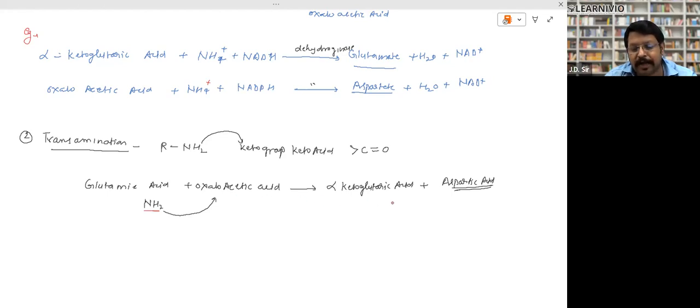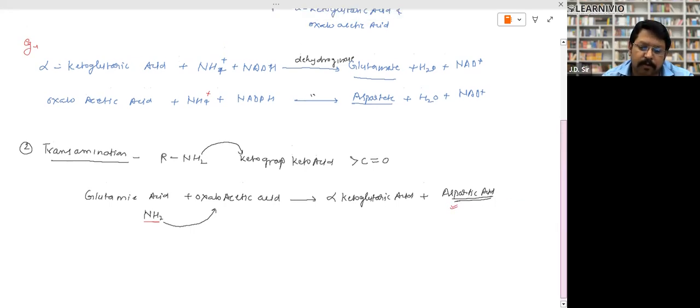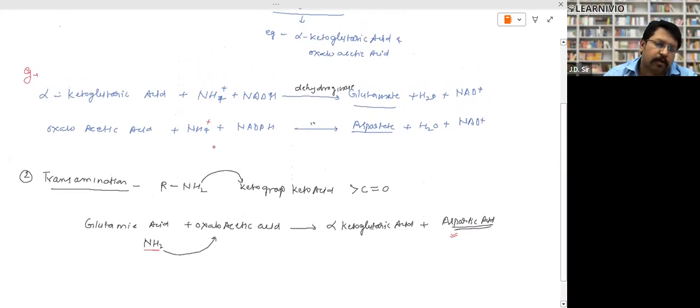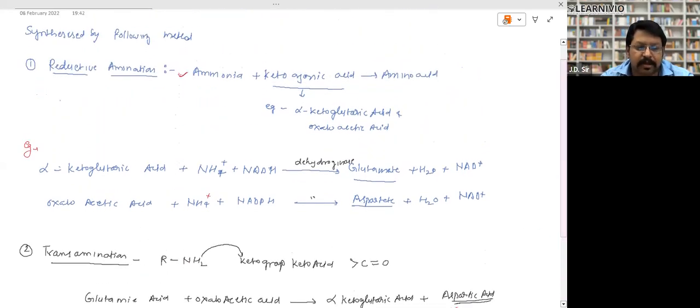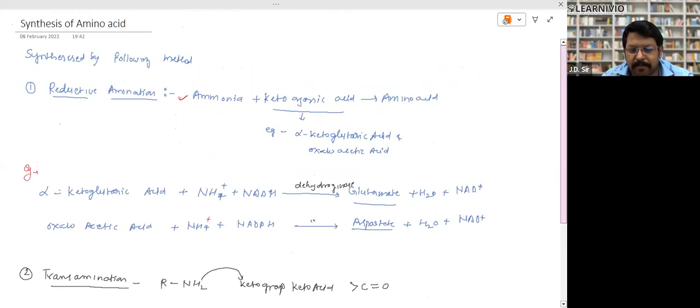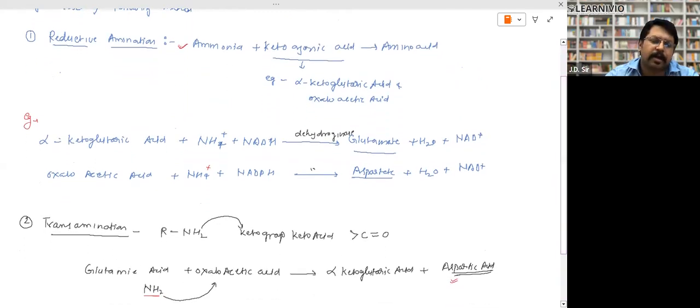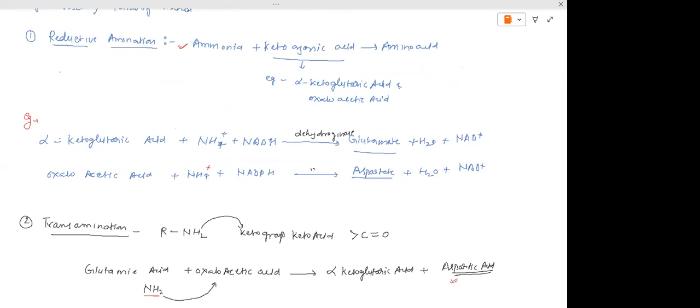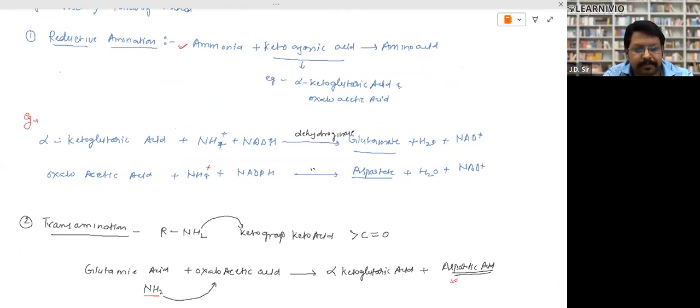Then formation of alpha ketoglutaric acid and aspartic acid takes place. Aspartic acid is a type of amino acid. So there are two processes. In transamination, transfer of amino group takes place, and in reductive amination, reduction of a particular acid takes place so that formation of amino acid takes place. Clear? Yes, sir. You have to remember only the process: what is reductive amination, what is transamination. That's it. No need to remember these reactions.